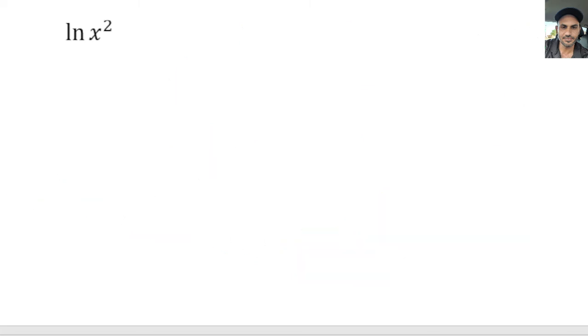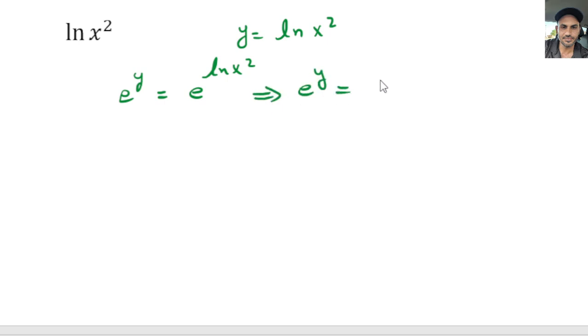Now let's do one more example. Here we have natural log of x squared. So y equals ln of x squared. First step, I'm going to turn this natural log function into the exponential function. So we get e to the y equals e to the ln of x squared, which is e to the y equals just x squared. Now we take the derivative on both sides: d over dx of e to the y equals d over dx of x squared.